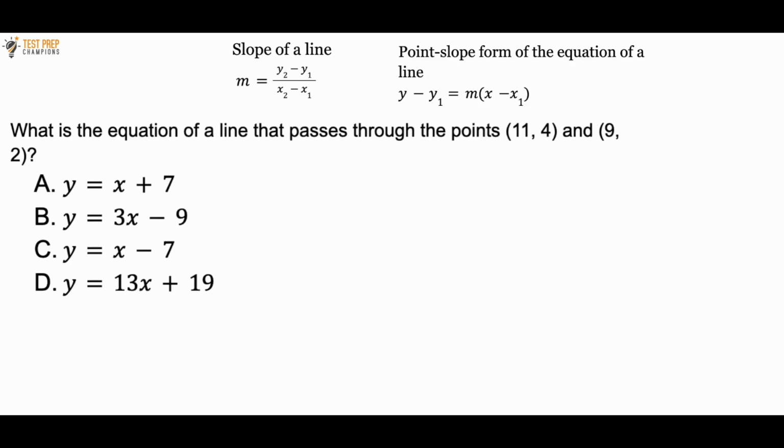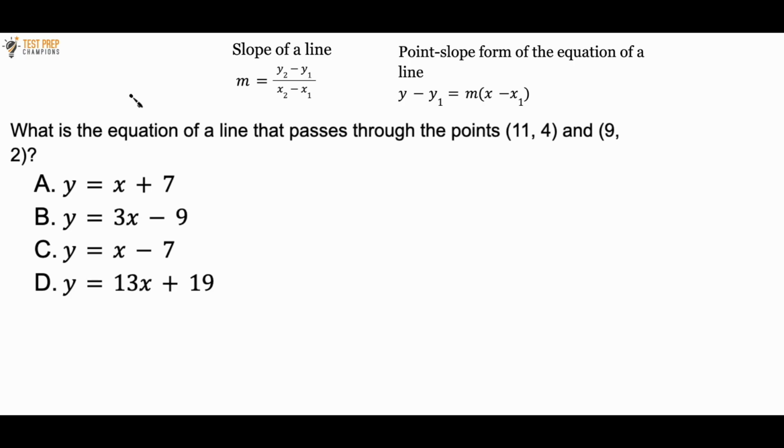The next question says, what is the equation of a line that passes through the points (11, 4) and (9, 2)? And just to save you some time, I gave you the 2 formulas that you might need to solve this question. Just note that on your test, you'll have to go to the formula sheet that they'll give you and pick out these formulas to use. But because we're practicing, I'm just going to give them to you now.